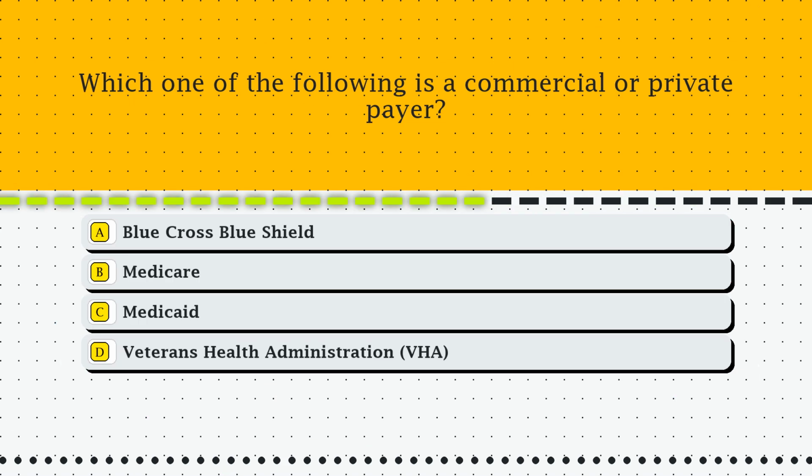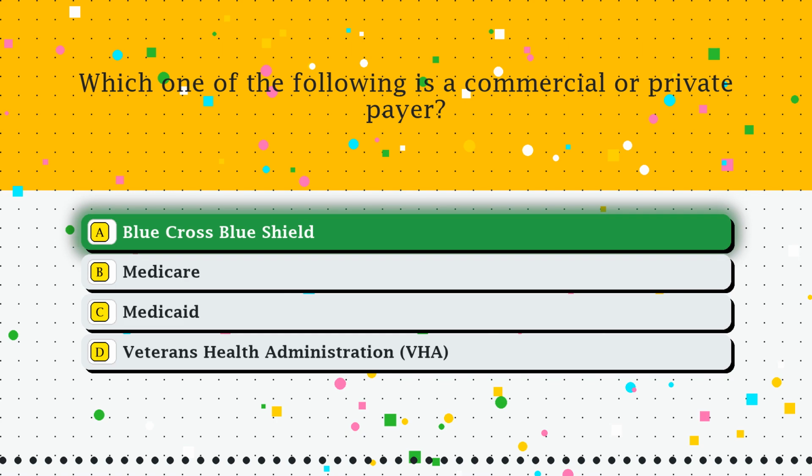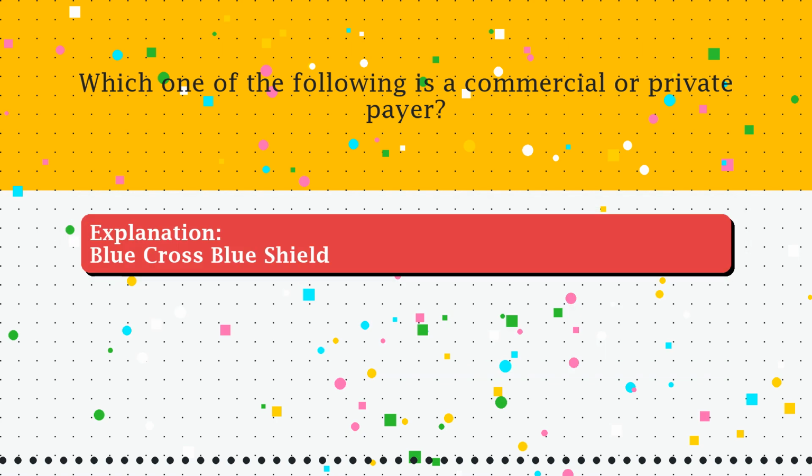Question 11. Which one of the following is a commercial or private payer? Option A, Blue Cross Blue Shield. Option B, Medicare. Option C, Medicaid. Option D, Veterans Health Administration, VHA. The correct answer is option A, Blue Cross Blue Shield.